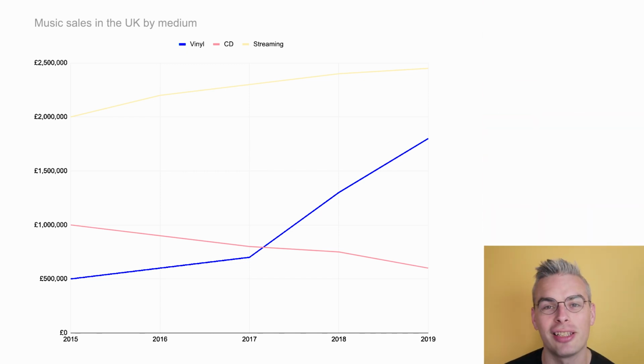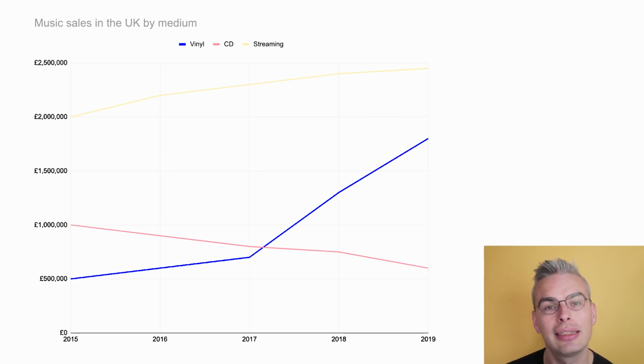So to understand one of these charts, we need to have a look at a few different things. So the first thing to look at is the title of the chart, because that's going to tell you what the chart as a whole is about. And as we can see, this one is describing music sales in the UK.